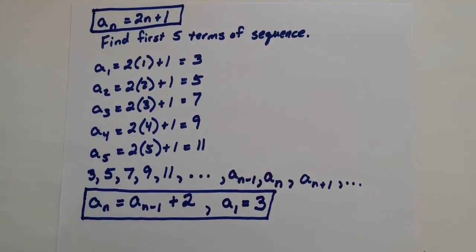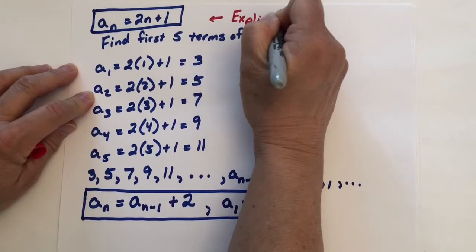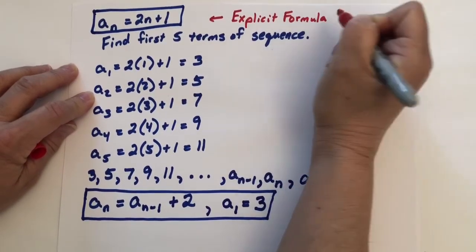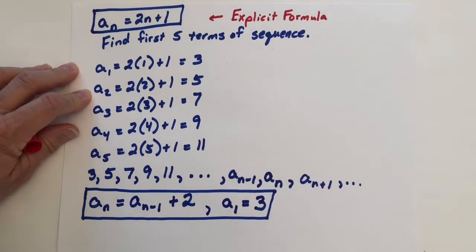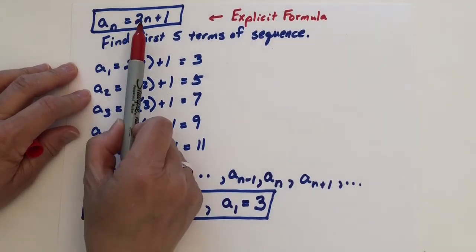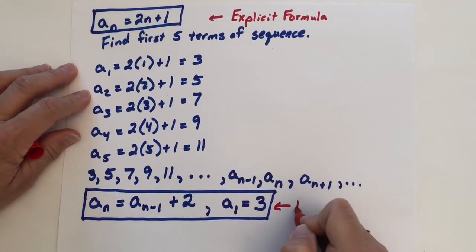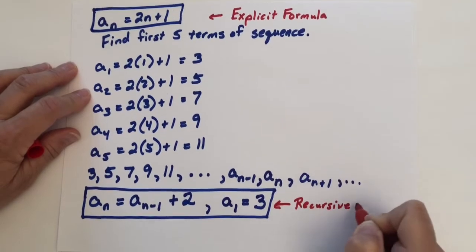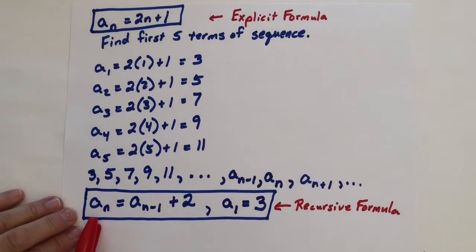This first formula is called an explicit formula, where you can find the value of a term based on its term number. So I could find the 50th term by putting in 50, or the 100th term by putting in 100. This type of formula is called a recursive formula, where finding a particular term of the sequence requires that you know the term or terms that precede it. Let's look at some more recursive formulas.